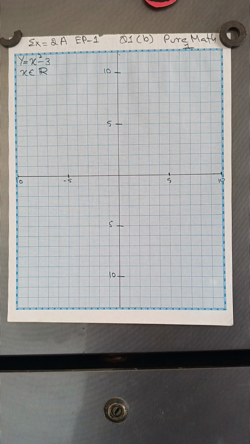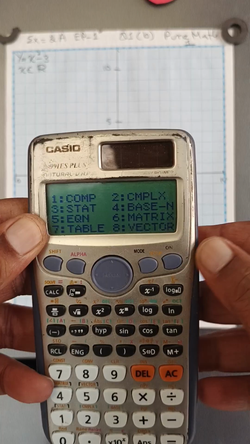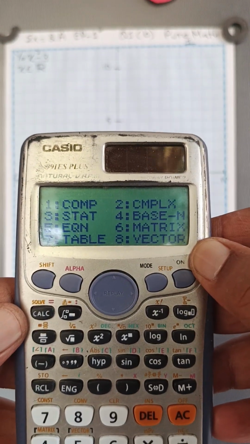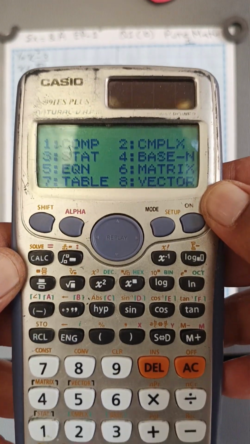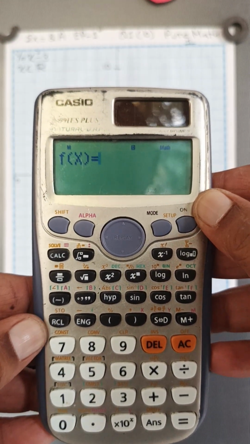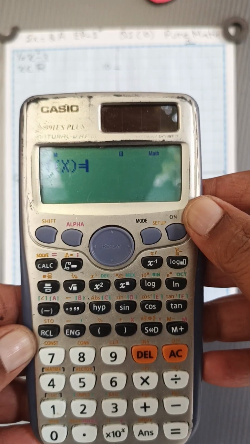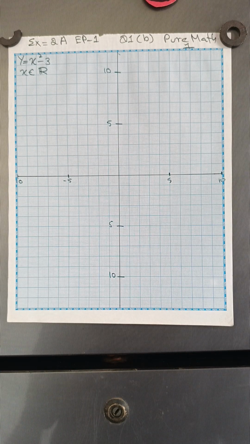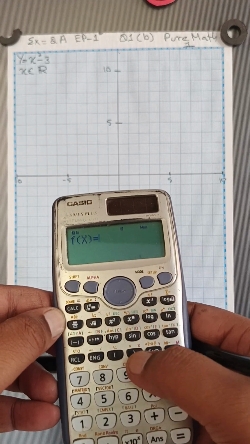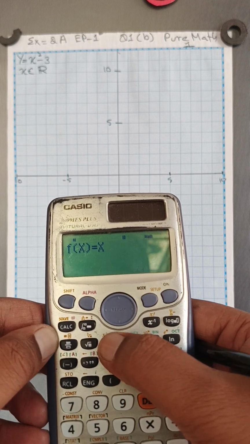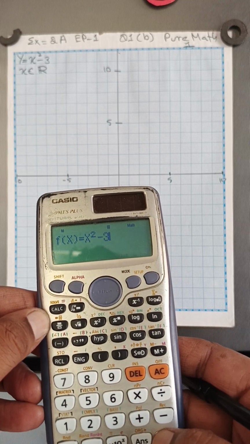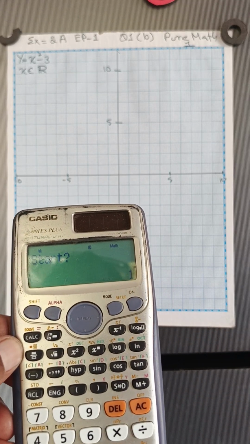You see, when I press MODE, my calculator shows this. On number 7, the tables are showing. So I press 7. It says write the function. The function is x² - 3. So with this pink button I will write x here, then square, then minus 3 and equals. It asks where to start from.